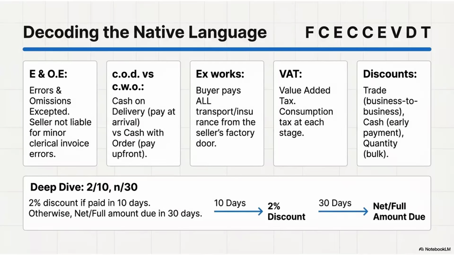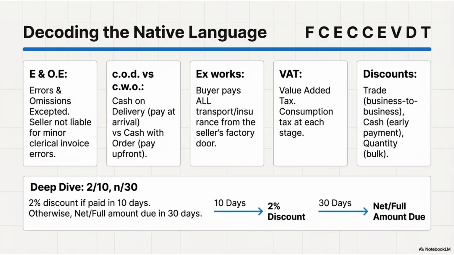Then there's COD and CWO. Cash on delivery means you pay when the goods arrive. CWO, cash with order. When you make the order, you pay one time. Ex works. All transportation costs and insurance costs are paid by the buyer. Once the goods leave the factory, all those costs are covered by the buyer.